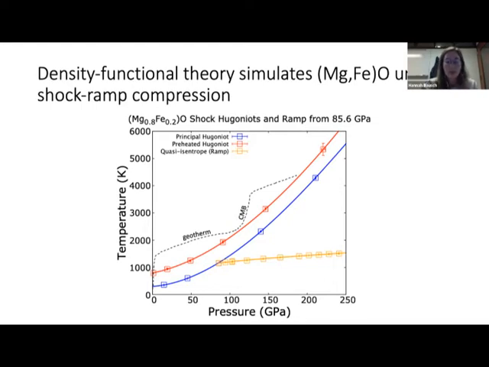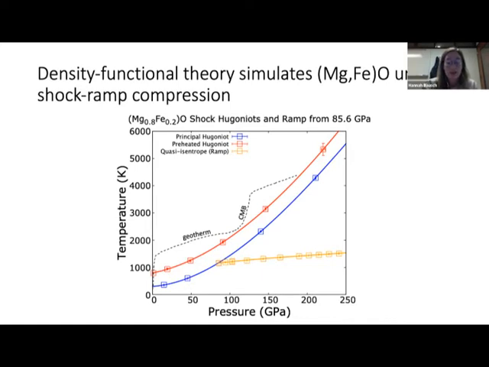mantle boundary, for instance. You can see that the principal shock Hugoniot shown here in blue actually lies below our area of interest around the core mantle boundary. So I also computed a preheated shock Hugoniot shown in red, aiming to get closer in temperature to the core mantle boundary. In addition to the shock Hugoniots, I also computed a quasi-isentrope, which predicts how ferropericlase will behave when the material is ramped rather than shocked during experiment.